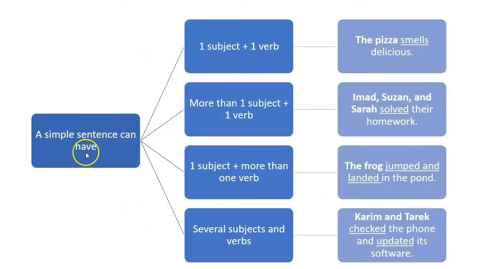A simple sentence can have one subject and one verb. For example, the pizza smells delicious.